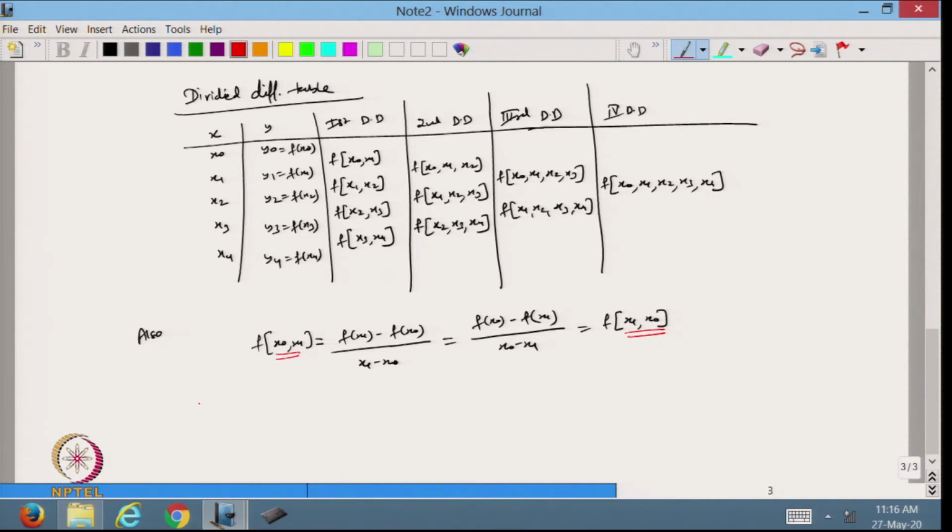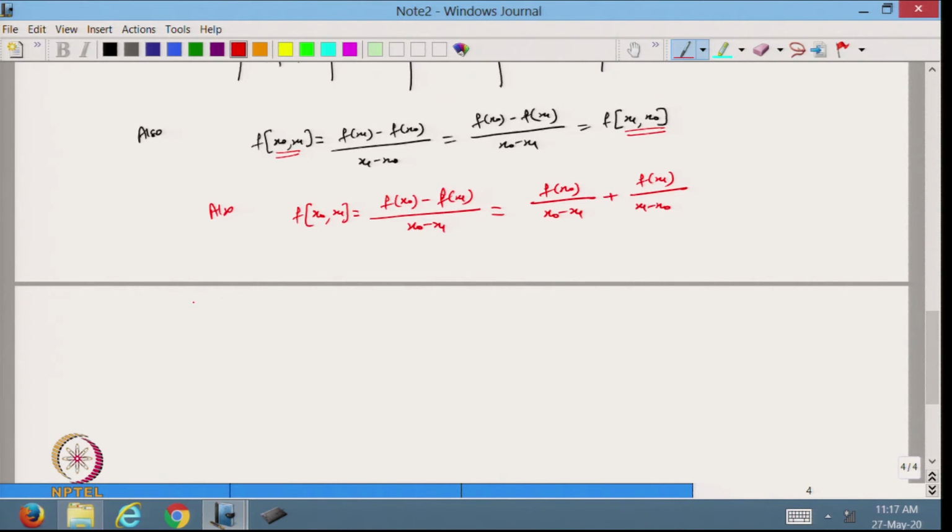Also we can write from here that f[x0, x1] is equal to f(x0) divided by (x0 minus x1) plus f(x1) divided by (x1 minus x0), because from here I take the negative sign. So the negative sign I will take here, so it will be x1 minus x0 plus f(x1).